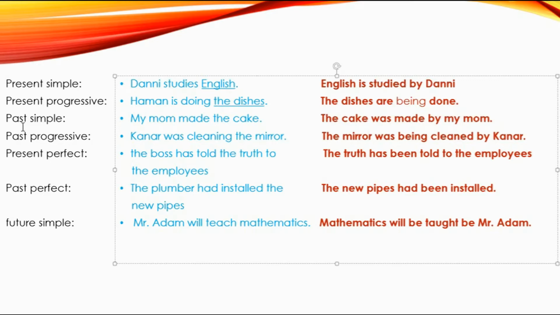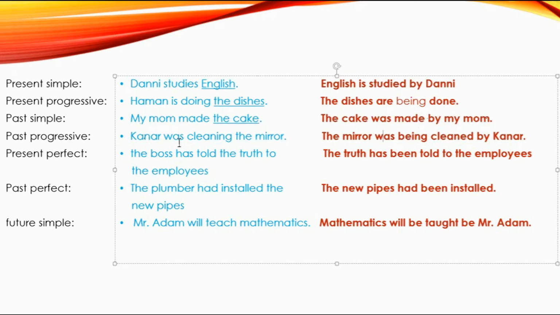My third example is for past simple. So my mom made the cake. Made is my past simple form. The cake is my object. So it should be my subject here, right? It becomes my subject here, right? The cake. And we add was to it, because cake is singular, so we add was. And the verb is past participle by my mom. I have by agent. The by agent is here. My mom was a subject here, but it becomes object here, object of the preposition by.